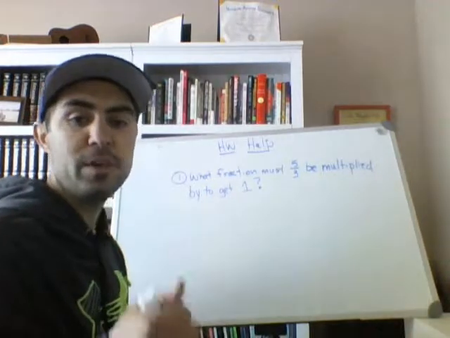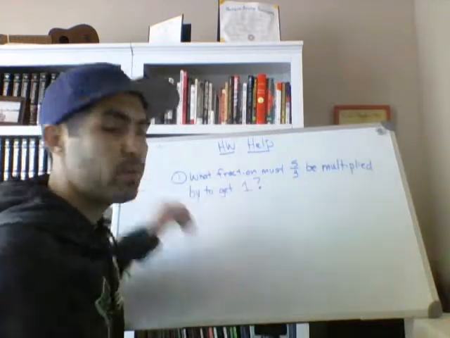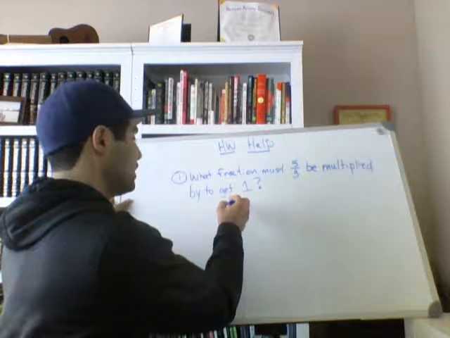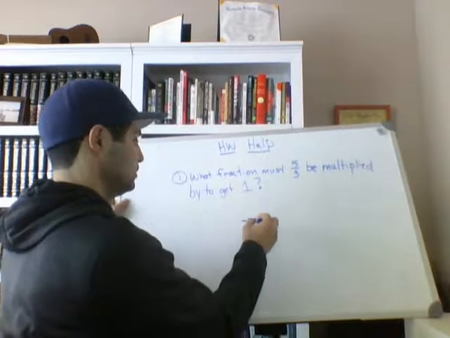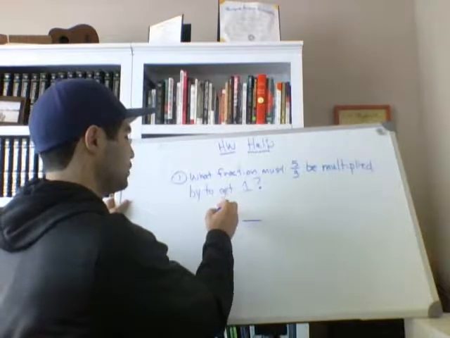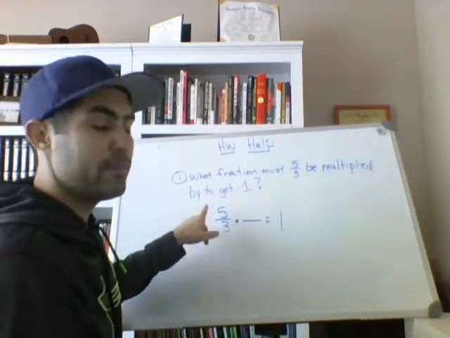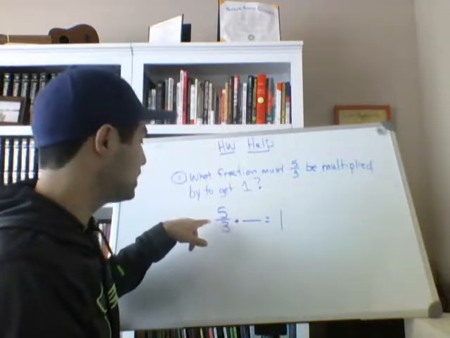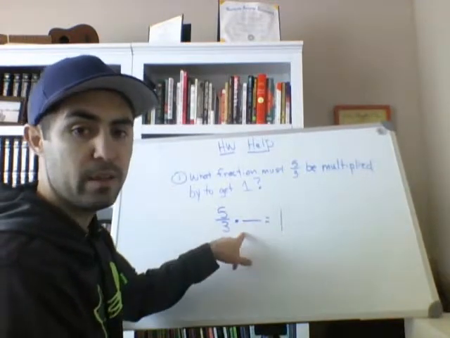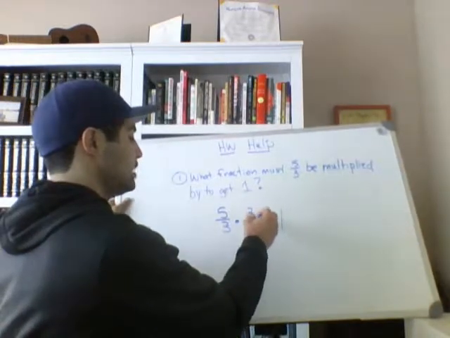Number 1 from the homework says, what fraction must 5/3 be multiplied by to get 1? So I like writing these problems out. If you have a word problem, write it as a number problem. So you're asking, there's some fraction 5/3 must be multiplied by to equal 1. And remember, whenever you have a number or a fraction and it multiplies by something and the answer is 1, the number it was multiplied by has to be the reciprocal. So the answer is 3/5.